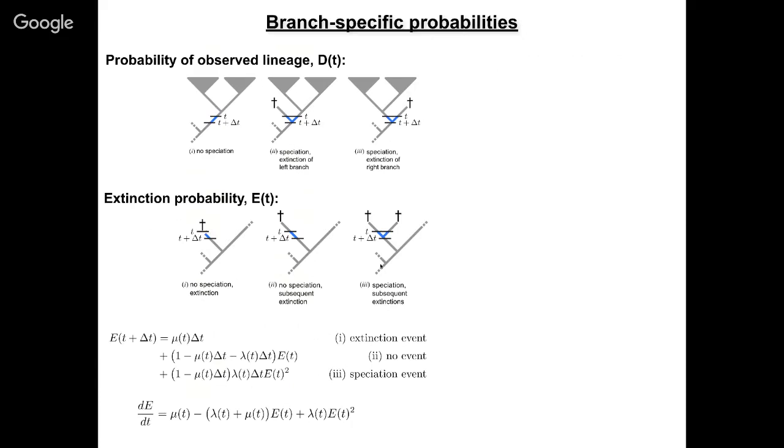The first scenario is that the lineage goes extinct in a tiny time interval. The second scenario is that in a really small time interval, there was no event, but then later, before the present, the lineage went extinct. The last scenario is that there could have been a speciation event, and then both descendant lineages must go extinct before the present. Once we have listed all these different types of scenarios, we can actually write down the differential equation.